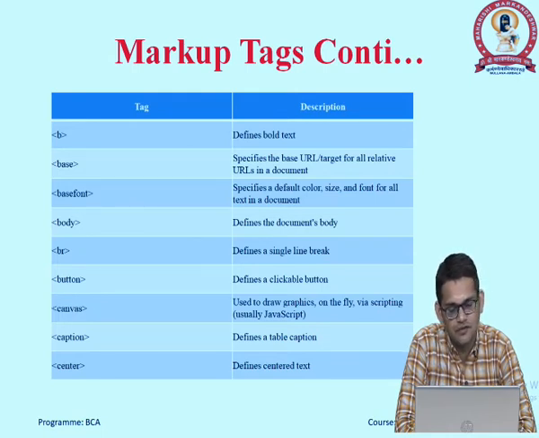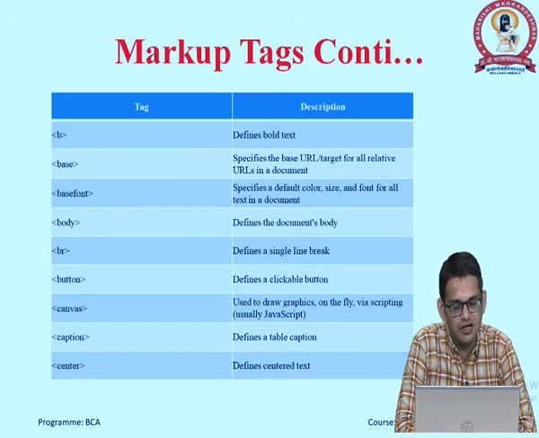Next one is the body tag. The body tag is basically a document's body, followed by the BR tag. The BR tag is a single line break. Suppose we want to break a line and write the next line below it. For breaking a single line we can use the BR tag.